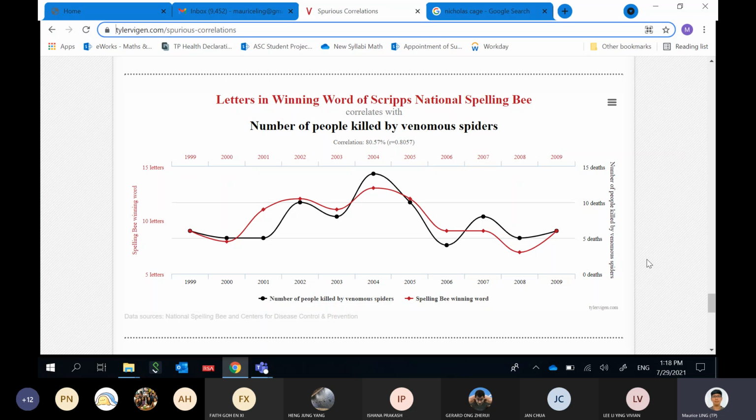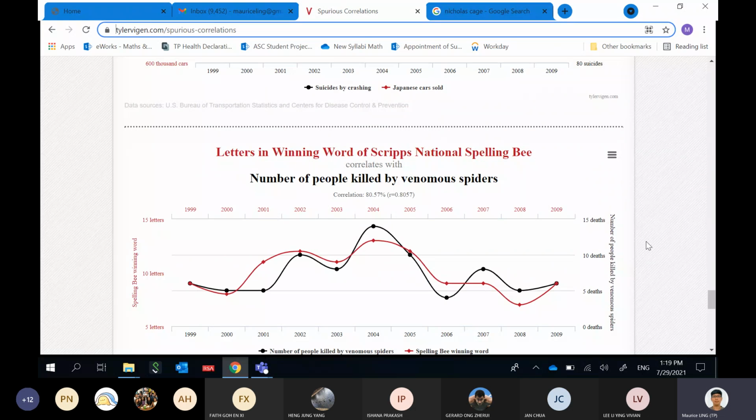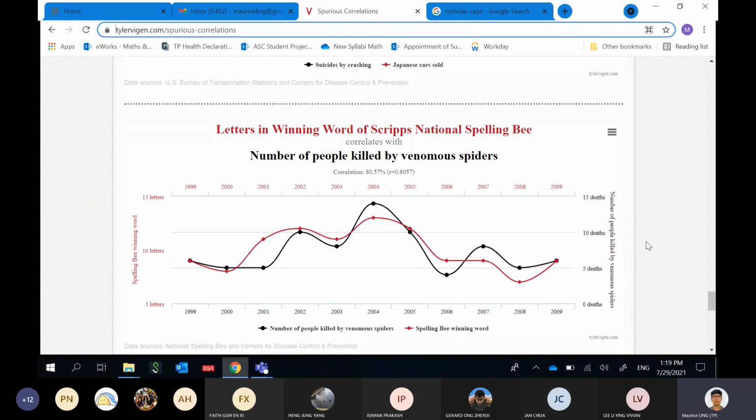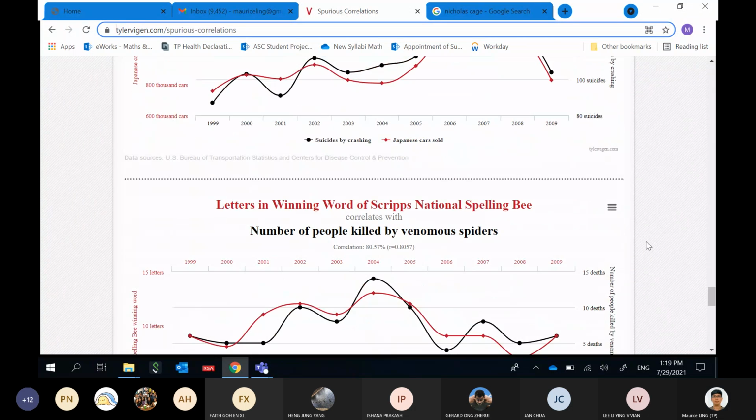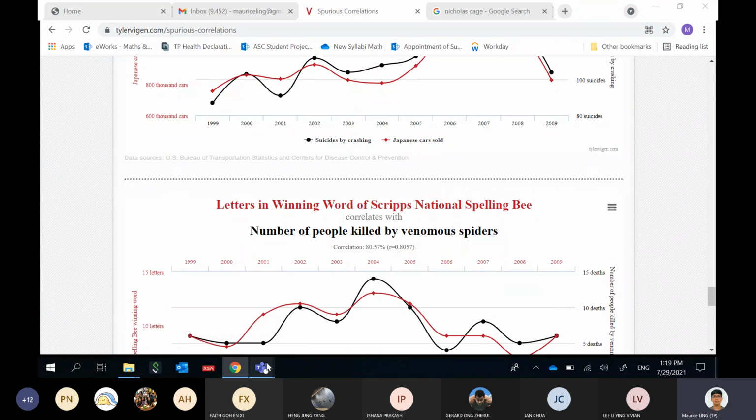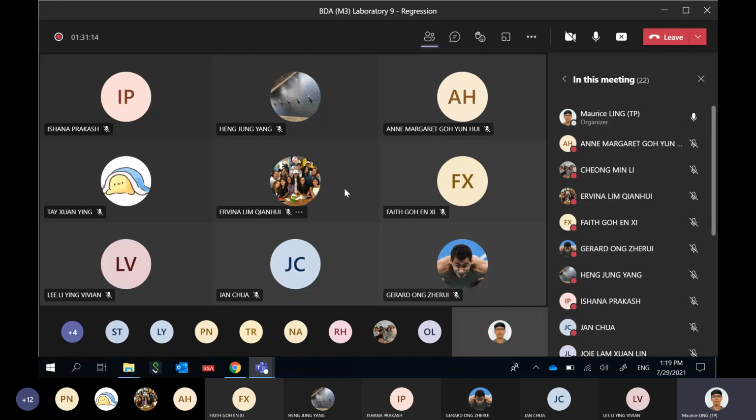A lot of alternative fake media like to use correlation equals causation. No, it's not. Okay, so that is what I'm trying to say.